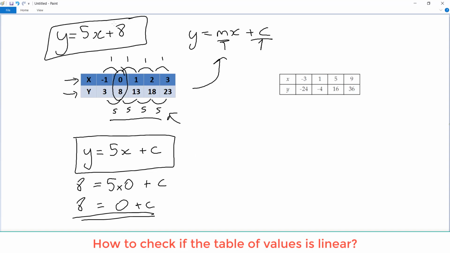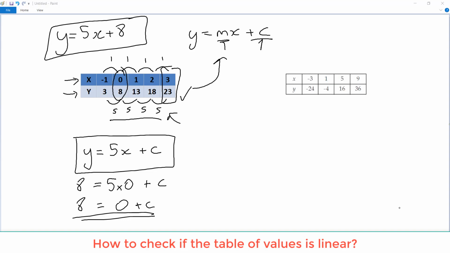It's linear, and this is a rule. Now all you need to do is check it. Let's check the last one here, so the 3 and the 23. If we did 5 times 3, we would get 15, and 15 plus 8 is 23. So we know this is our function. You can obviously check everything in your table, but we know this is the case.